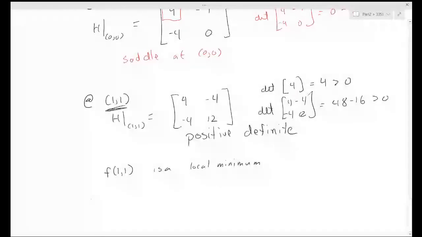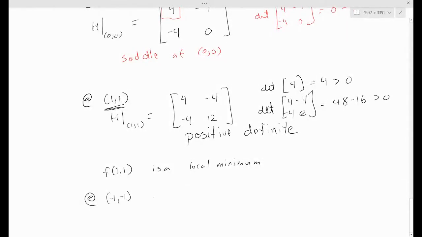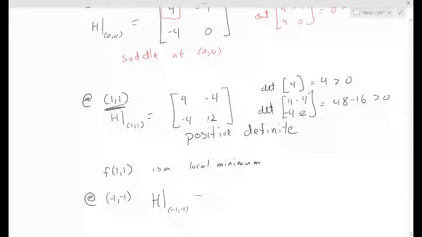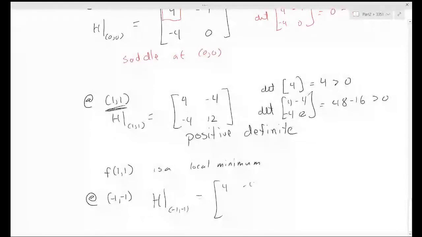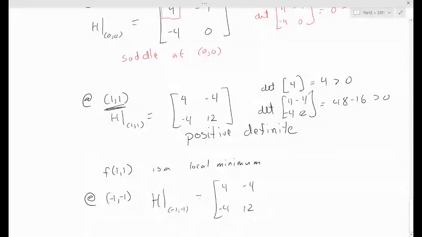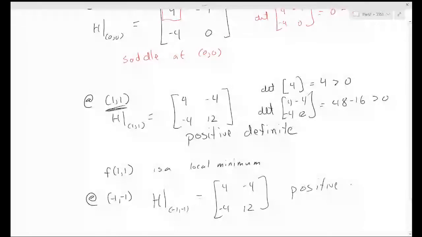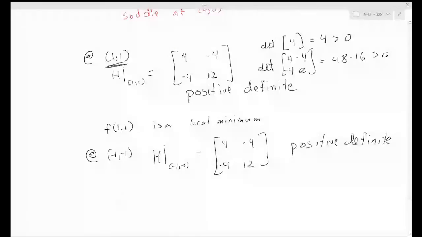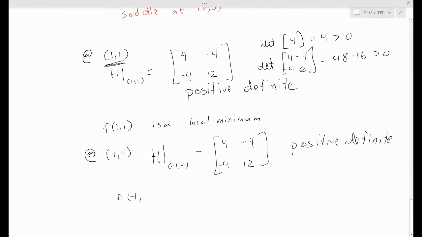And I think the same thing would happen at -1, -1, right? The Hessian would still be positive definite. It's the same matrix. Y is being squared, so it's positive definite. All right. So again, you can say the function attains a local minimum at the point -1, -1.